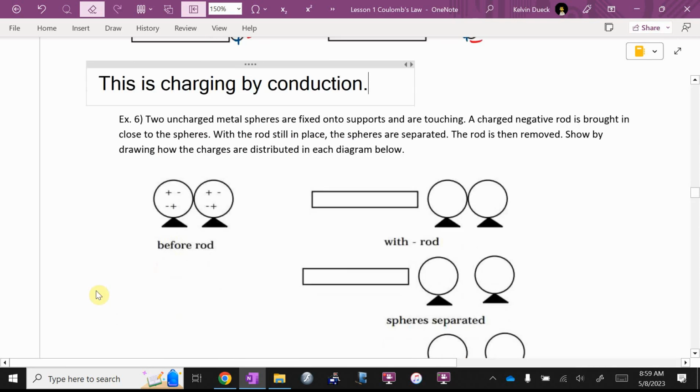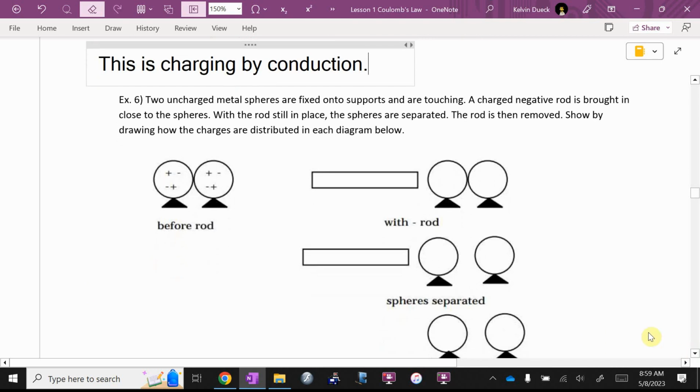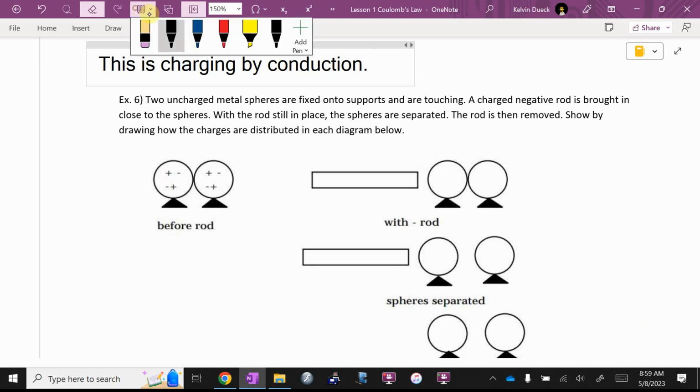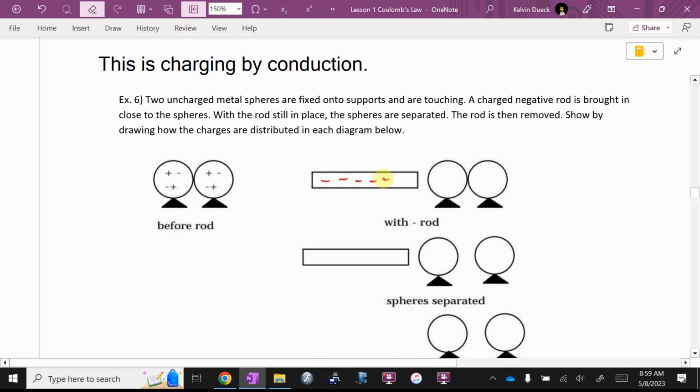Example 6. 2 uncharged metal spheres are fixed onto supports and they are touching. Right now they're neutral. So we'll say 2 electrons each and 2 protons each, 4 and 4. A negative rod is brought into place nearby but doesn't touch. I'm going to bring a negative rod in. What's going to happen? Well, unlike charges attract, so all of the positive charges are going to move closer to the negative rod. All of the negative charges are going to move away from the negative rod.